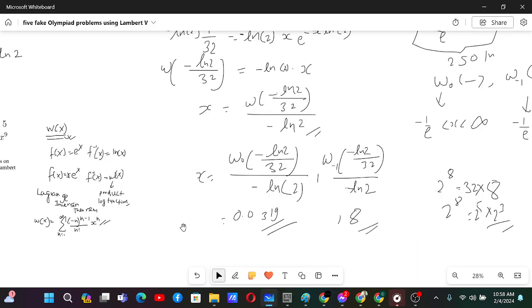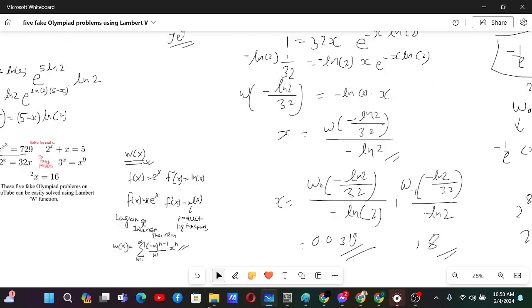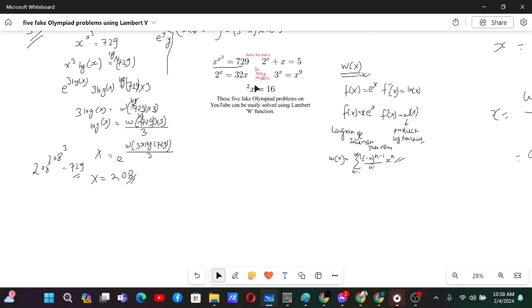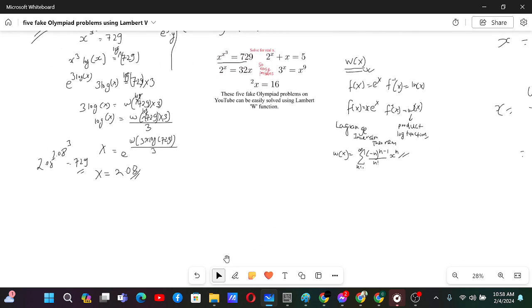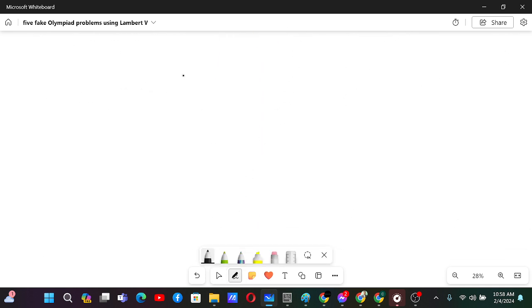Let's go to the next problem now. We have already solved 3 problems. Now it's the turn for the 4th problem. The last problem is also interesting, and I'm also going to give you a new problem for practice. But first of all, let's solve this one: 3 to the power x equals x to the power 9.